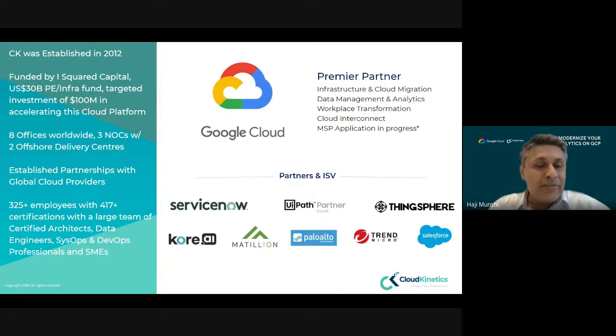Before I hand over to our experts, just a little bit about Cloud Kinetics. We are a company that has been established in 2012. We are a private equity-backed cloud managed service provider. Our major investor is I2 Capital, which has $30 billion of funds under management. We are increasingly the top 3 cloud MSP across the Southeast Asia and India regions. We are fortunate to have 8 offices worldwide, and we have 3 network operation centers and 2 delivery centers in this region. And we are really proud to be a premier partner for Google Cloud with expertise around various parts of the Google Cloud offering set.